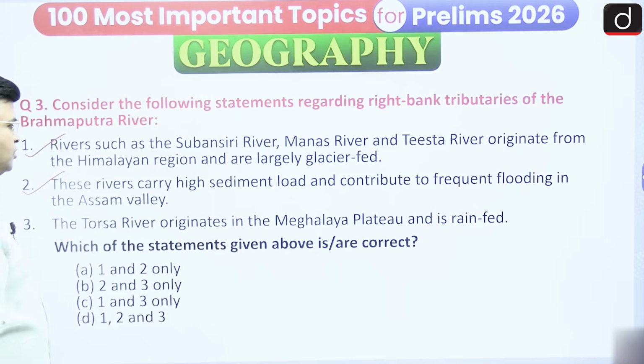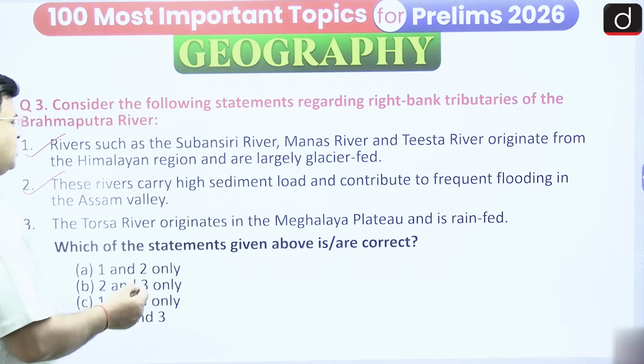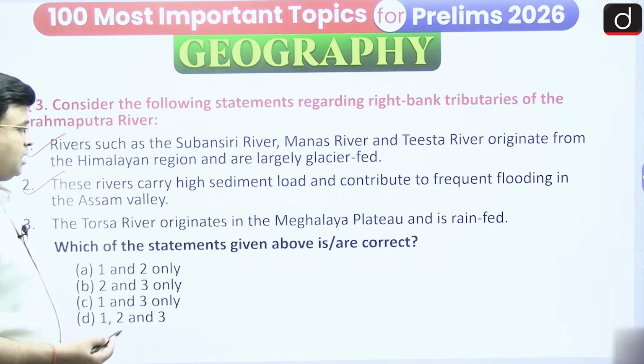The Torsa river originates in the Meghalaya plateau and is rain fed. No, the Torsa river also originates in the Himalayas, not in Meghalaya.